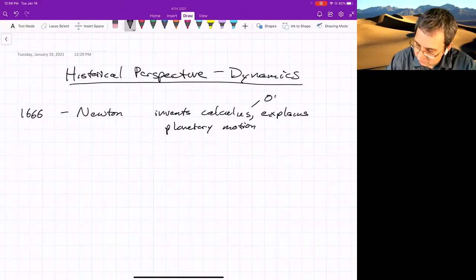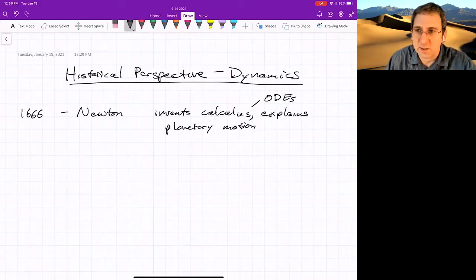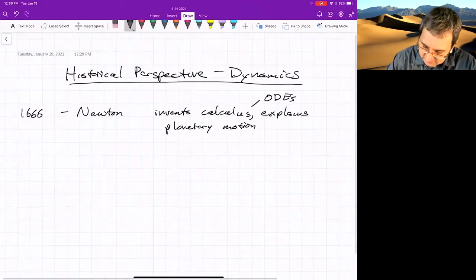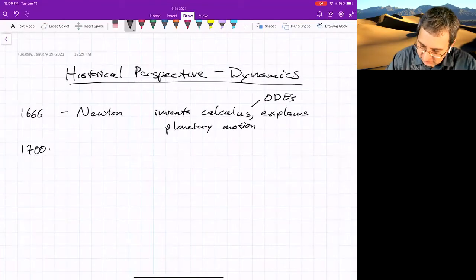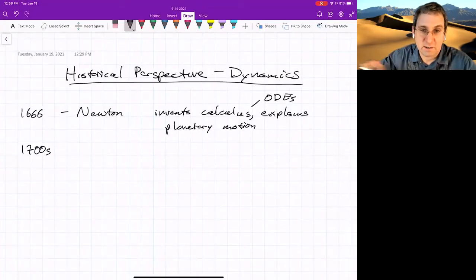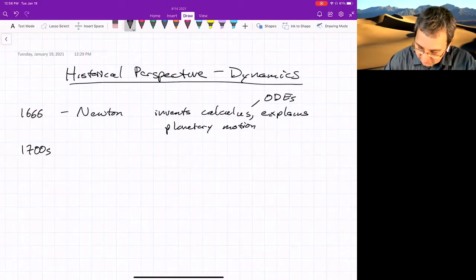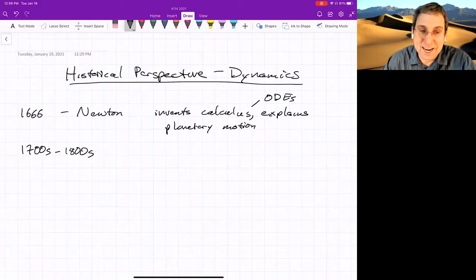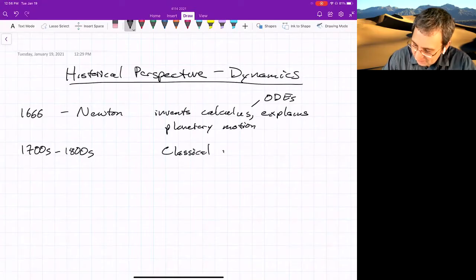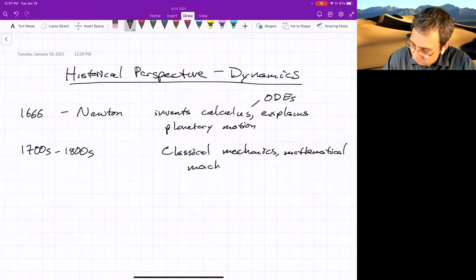So I guess you could say he invented ODEs, ordinary differential equations, which will be one of the main topics we look at. And so things that he didn't like, the three-body problem, he just decided, I can't solve it in closed form, so I give up. But nowadays we wouldn't give up. Poincaré didn't give up. So in the 1700s and 1800s, so we're speeding through a lot here, there was a lot of development of classical mechanics and mathematical machinery to tackle those problems.